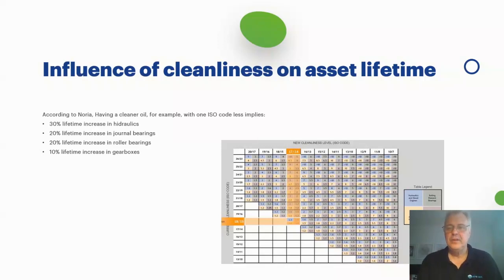Then if you look at, for example, improvements of up to 5 ISO codes, when you have extremely dirty oil and with a good filtration, you could reach this. We are talking about 200 to 400%. This is unbelievable. Anyway, whatever value or application we're talking about, the benefits of having a cleaner oil can clearly be seen with this.